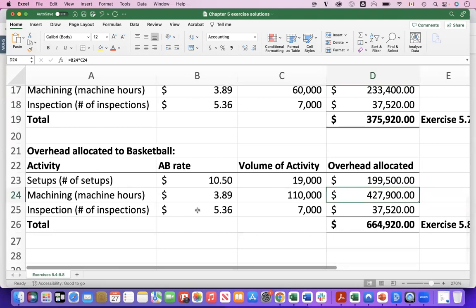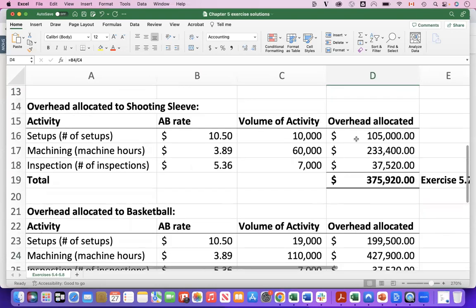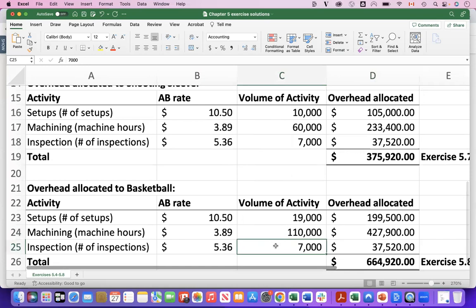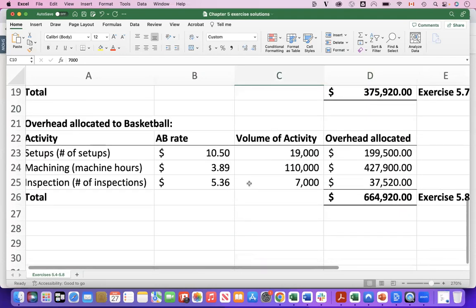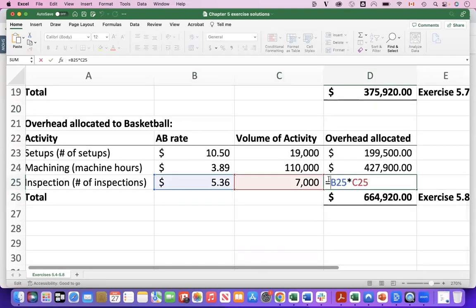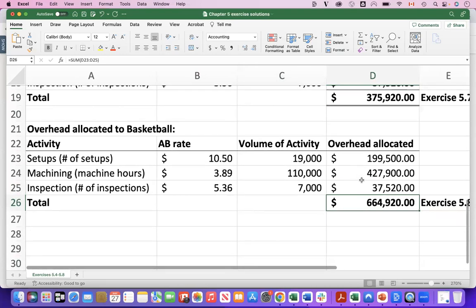For inspections, I take the $5.36 per inspection that we calculated up here, that activity-based rate, and I'm going to multiply by the number of inspections that were incurred to produce all of the basketball line, which was 7,000. I multiply the two. I'm going to allocate from inspections overhead in the amount of $37,520 to the basketball product line. So now I've allocated overhead from each activity to the basketball product line.